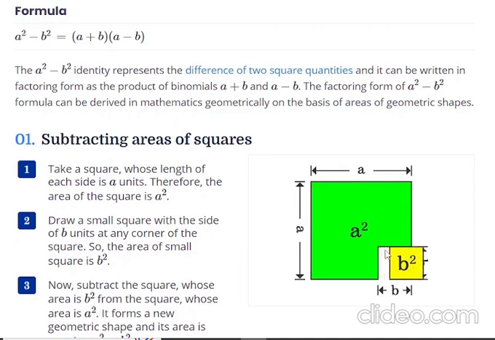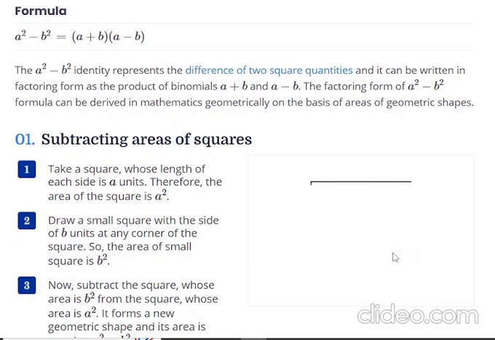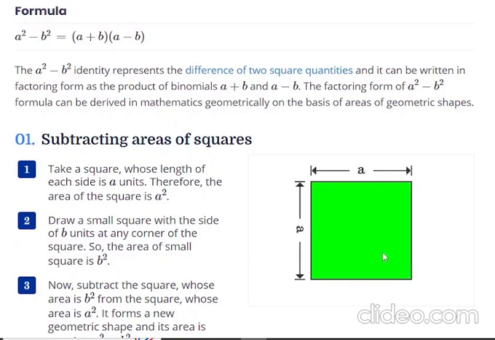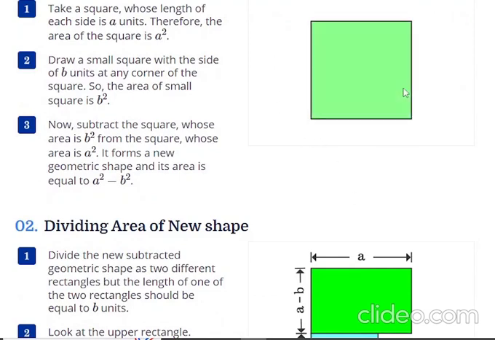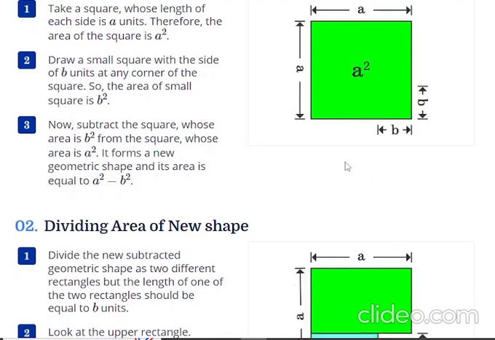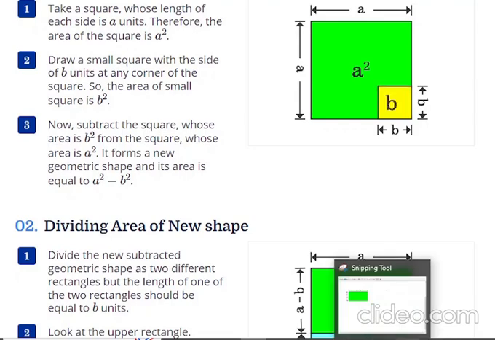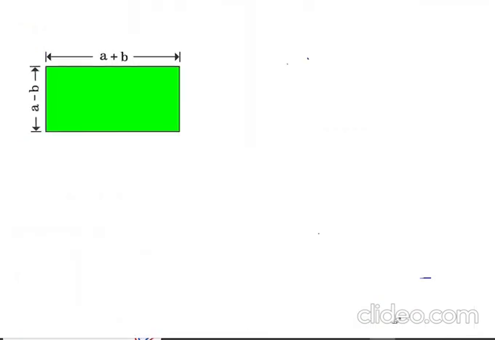Here you can see this square is b unit in measurement, and we'll discard it. We will subtract it from the whole square area. You can see in this picture that we have deducted b square from a square. It will be more clear if we see it graphically here.